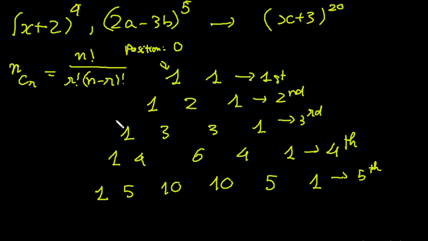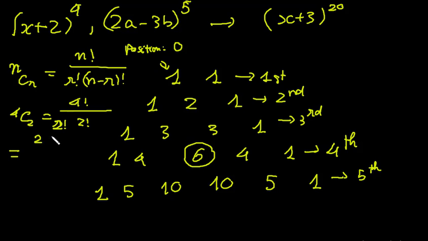So let me work out this one. Take a random one. Here the row is 4, the fourth row. C means choose, and its position is 2. We substitute into the equation: 4 factorial over 2 factorial, multiplied by (4 minus 2) factorial, which is 2 factorial. That is 24 over 2 multiplied by 2, which is 4, equal to 6.